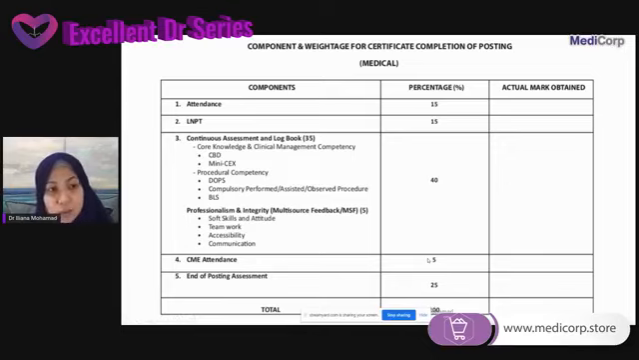The one you need to work on, which you need to study, is your end of posting. That is your MCQ here, which makes up the 25%, and another 30% for your CBD and mini CX. Usually for CBD and mini CX, the grading is A, B, and C. A and B is considered pass. So if you pass at first attempt, you will be granted full 15 marks for each.